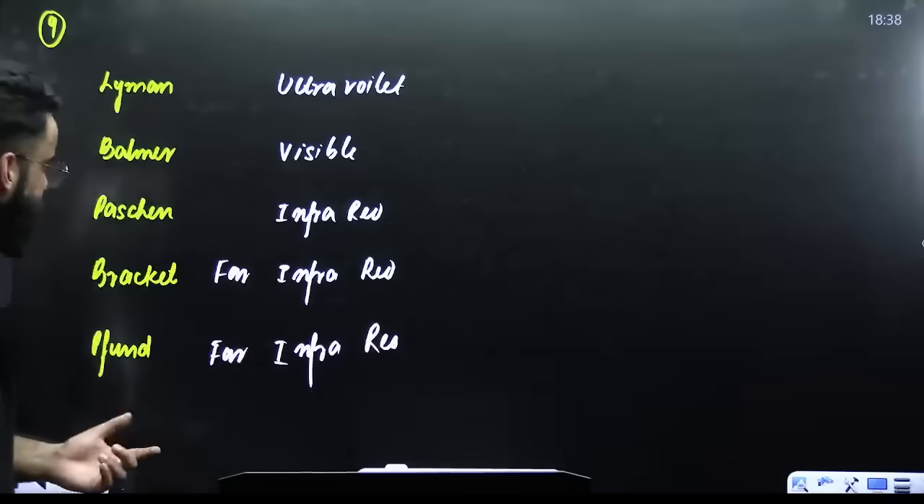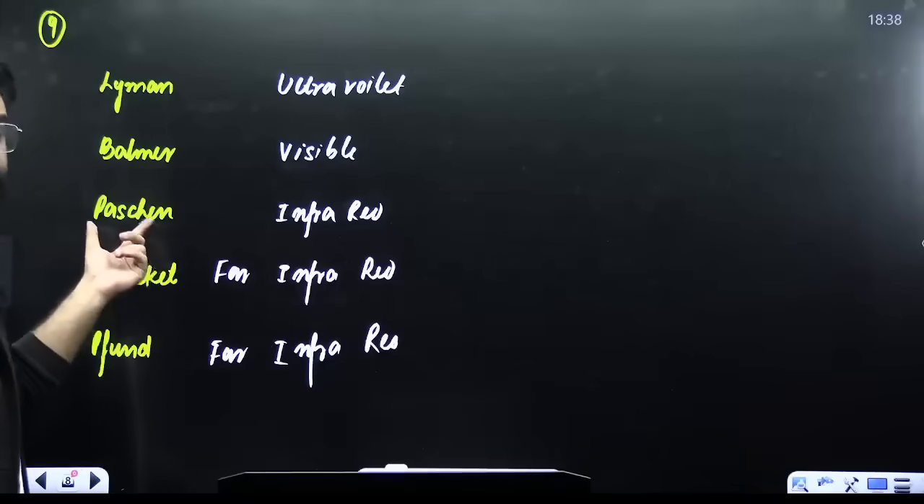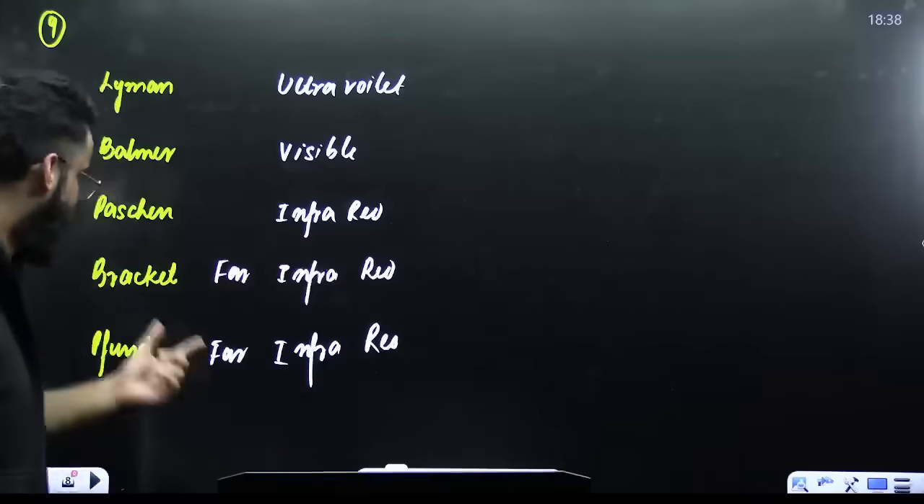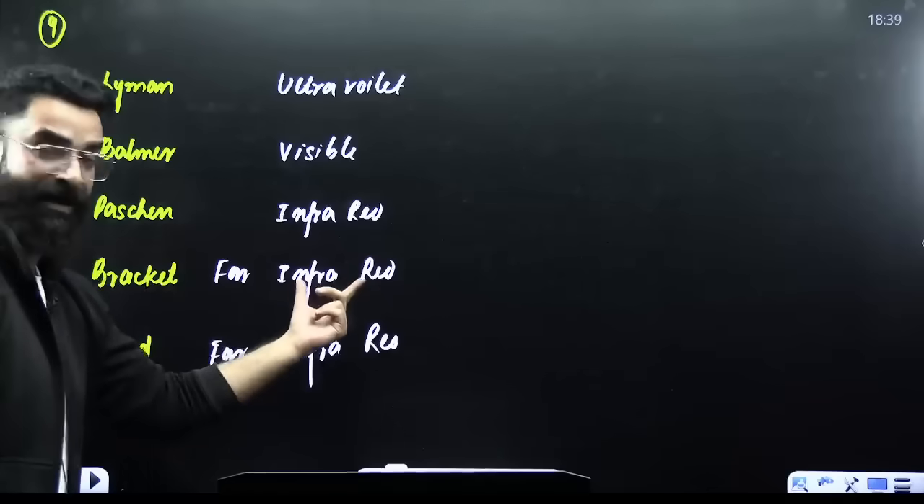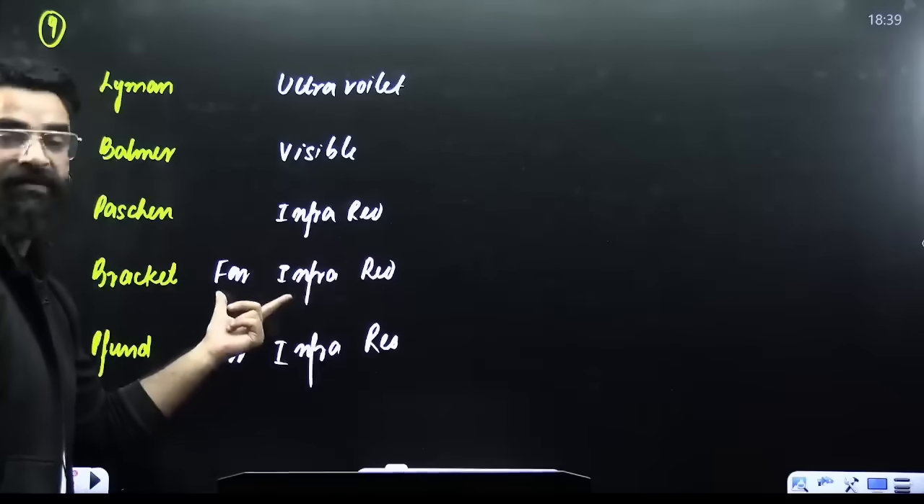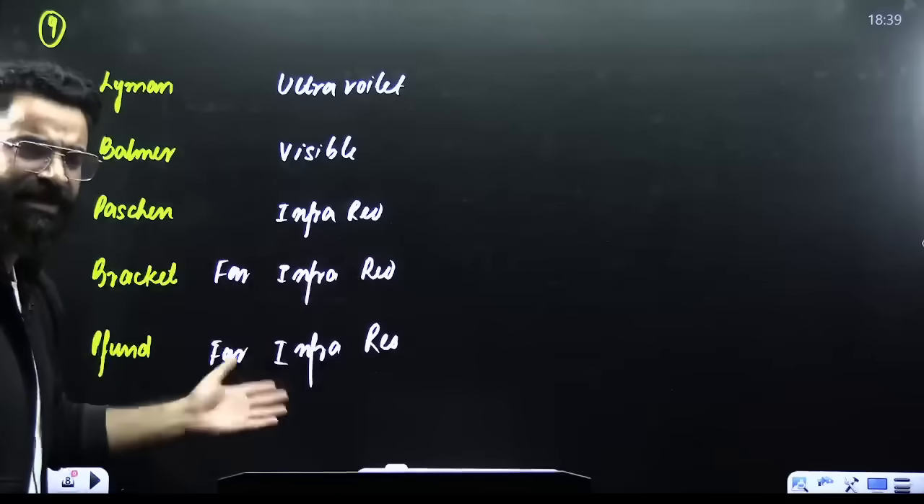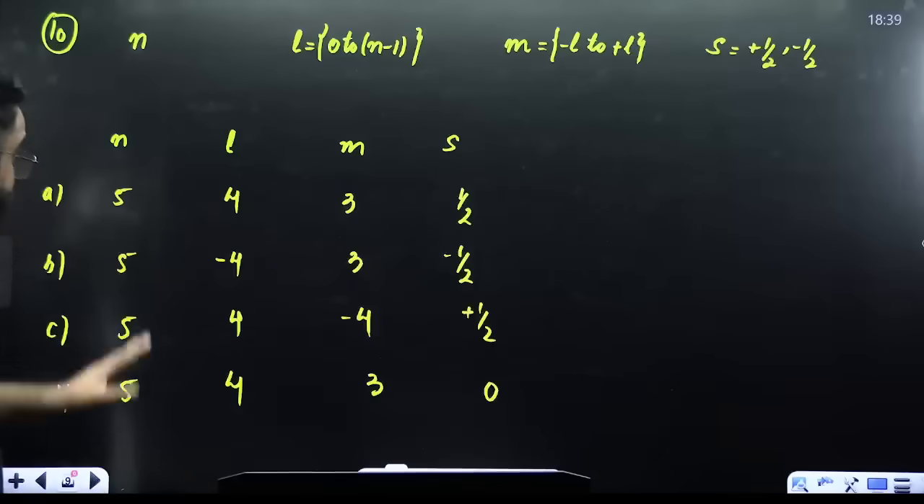If they ask you, Paschen series falls in which region? Your answer will be infrared. Brackett series falls in which region? Infrared, or you can write far infrared as well. This is a question that is frequently asked in your NEET examination as well.